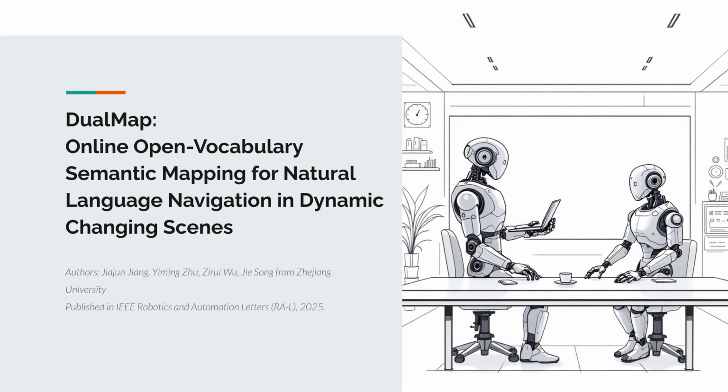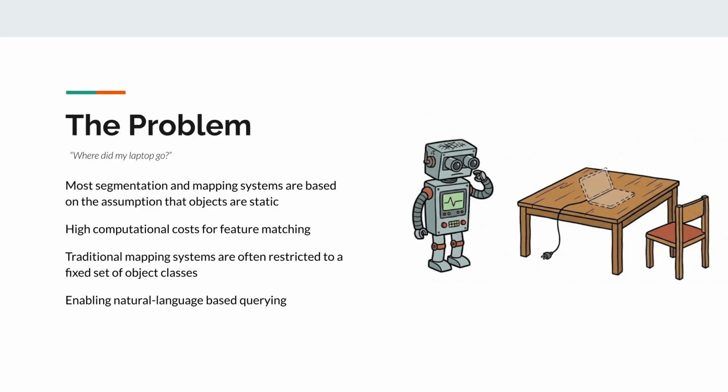Today I'll be presenting DualMap, online open vocabulary semantic mapping for natural language navigation in dynamically changing scenes. This was authored by the researchers at Zhejiang University and published in the IEEE Robotics and Automation Letters Journal in 2025. This paper tries to address the following fundamental problems with the existing mapping systems.